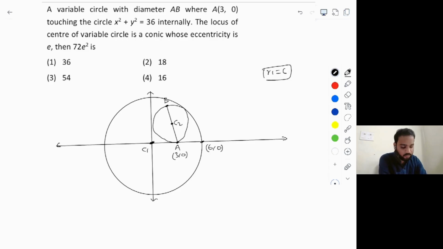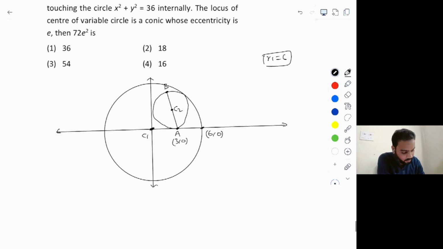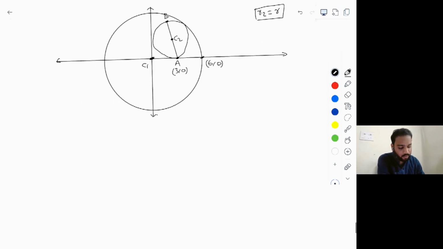Now, at last, what we have to find out: the locus of center of the variable circle is also a conic whose eccentricity is E. Then find out the value of 72 into E square. Okay, so which means first thing I need to calculate the locus of this center of a smaller circle here. And let me take the radius of the smaller one as some r unit because it is not given to us. Now, we know the property very well.